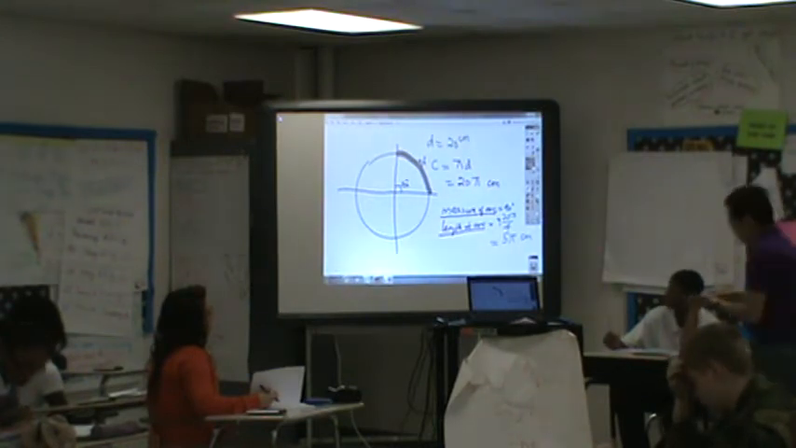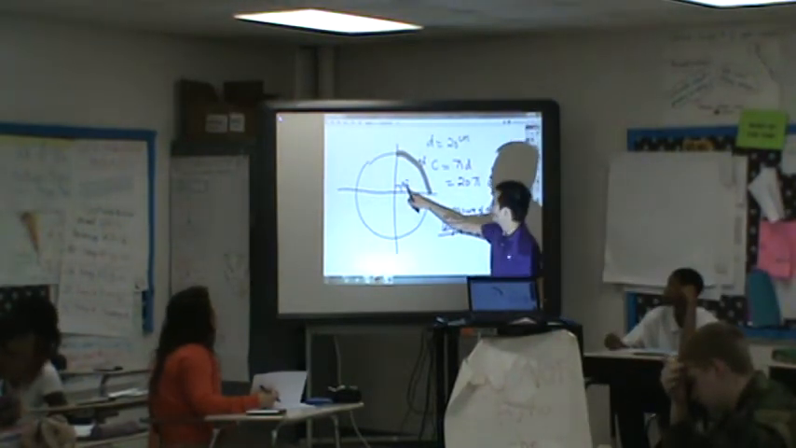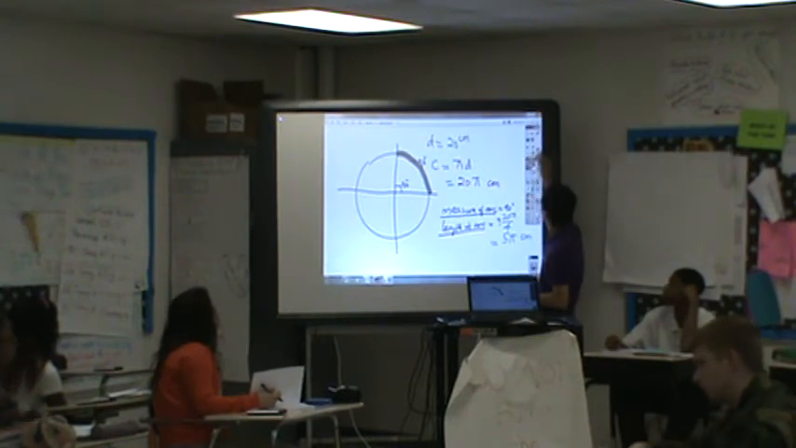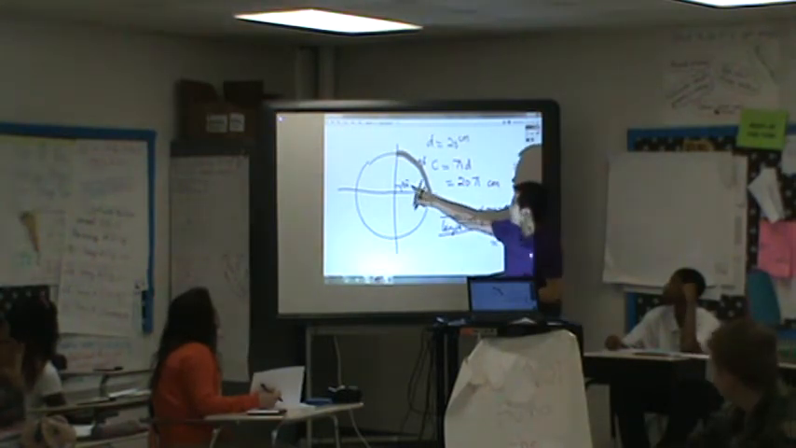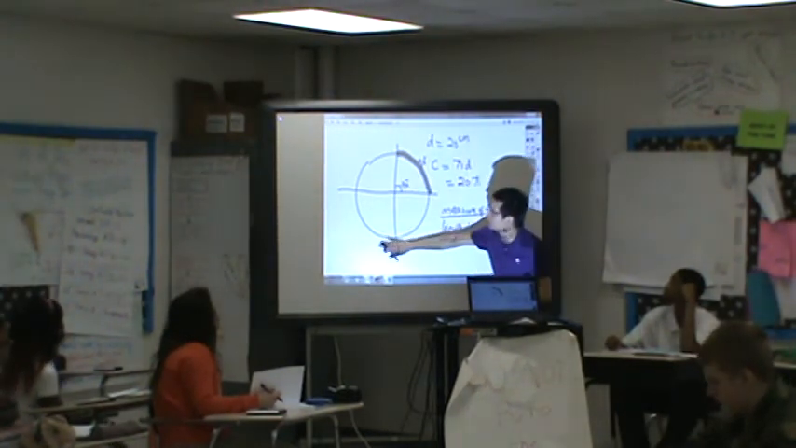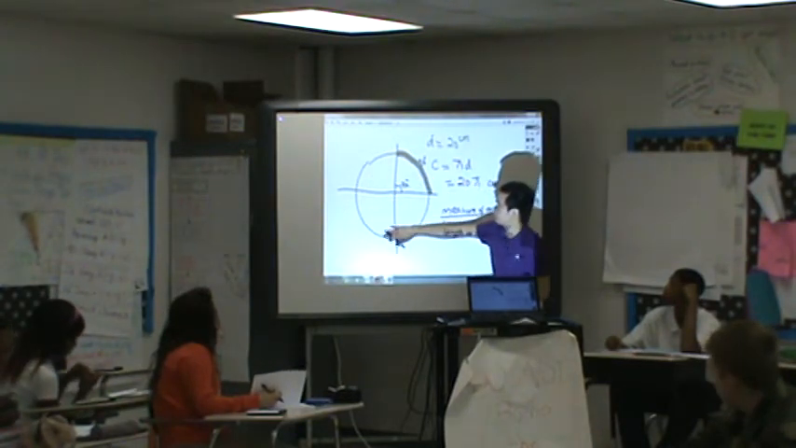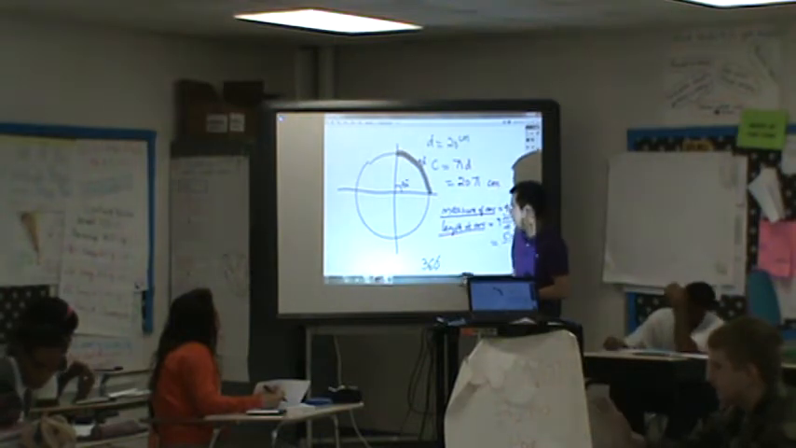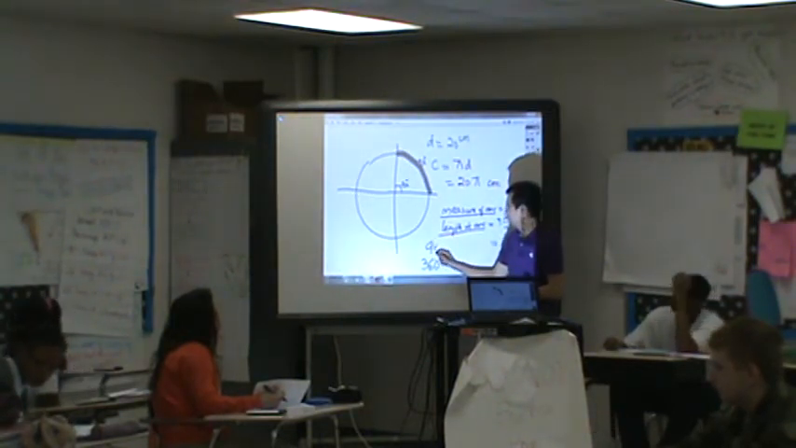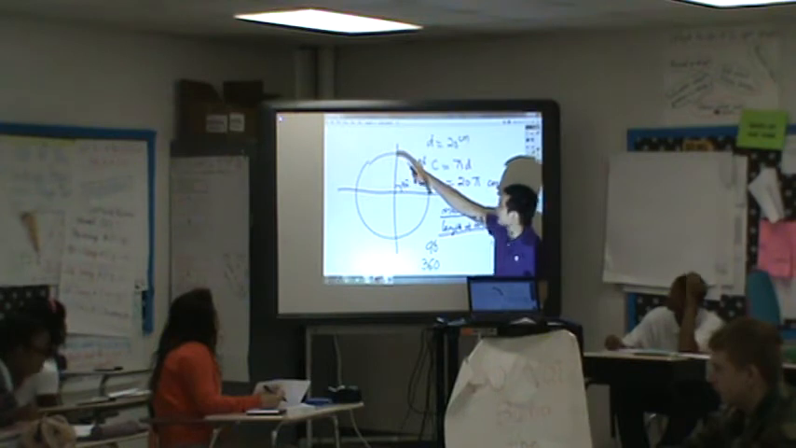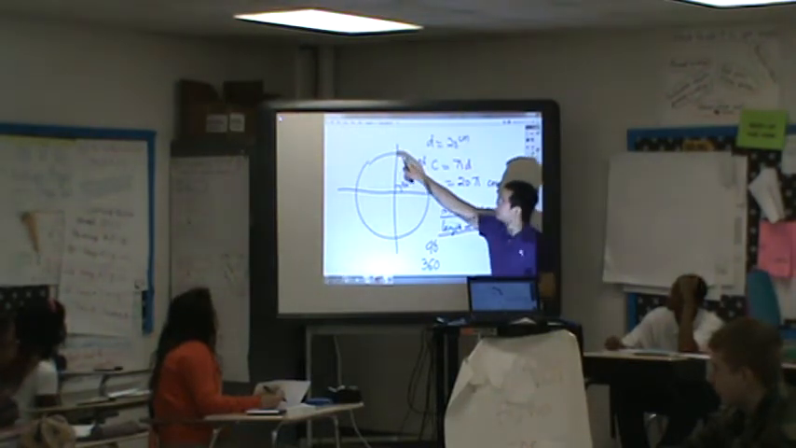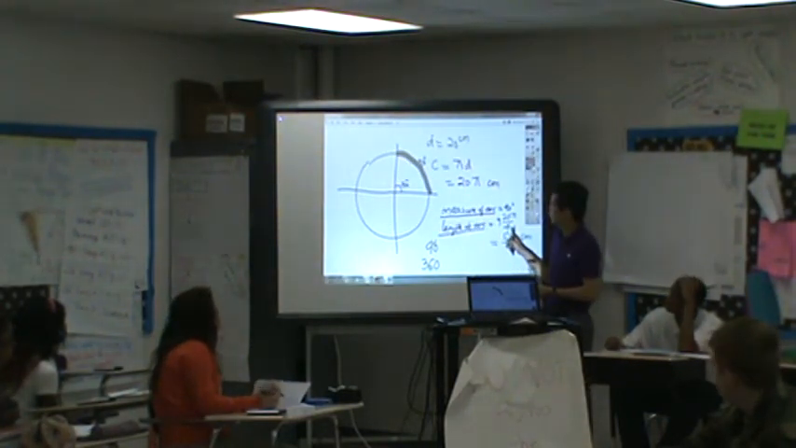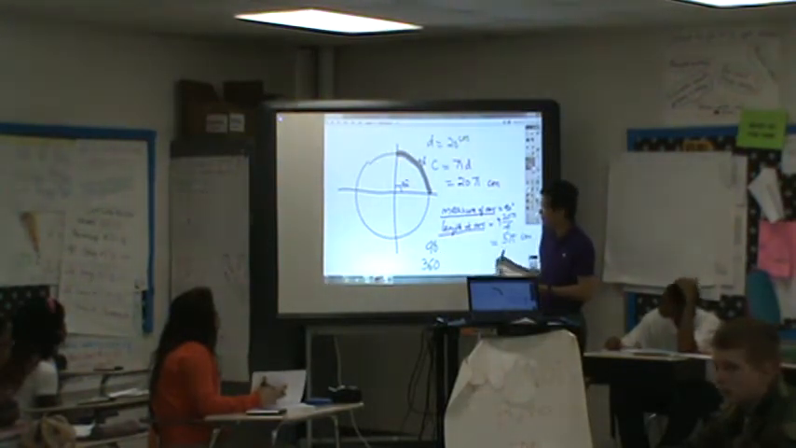So, let me ask you this. This is 90 degrees, right? What is the whole circle? 360. So the whole circle is 360, and one piece here is 90 degrees, right? What number did you divide by? 4. So what's the relationship between these two numbers? How do you find that relationship?